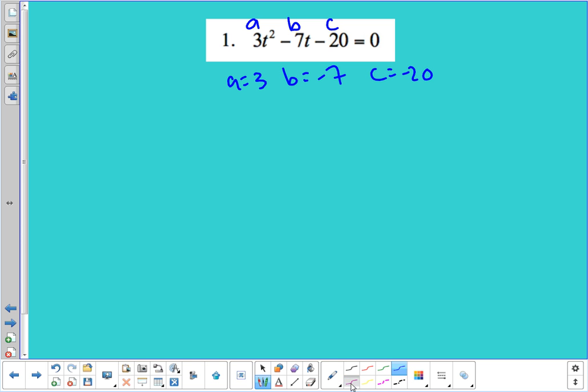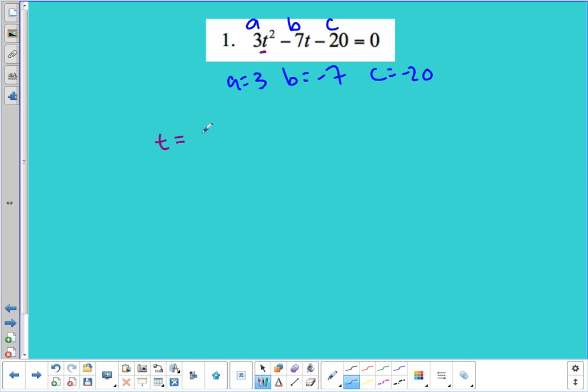Okay, so then the next thing I'm going to do is plug them into this long formula. Now we're using the variable t here instead of x, but it doesn't matter. We can use whatever variable we want. You're going to see t a lot because a lot of times we're talking about time. So that's why sometimes t is our variable.